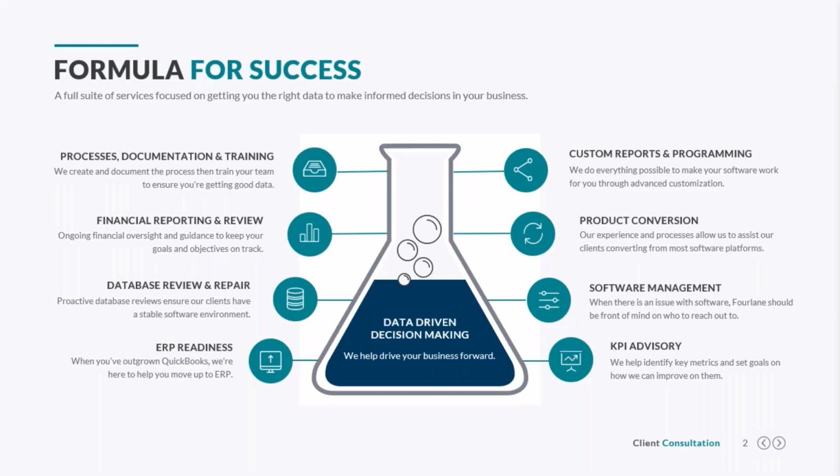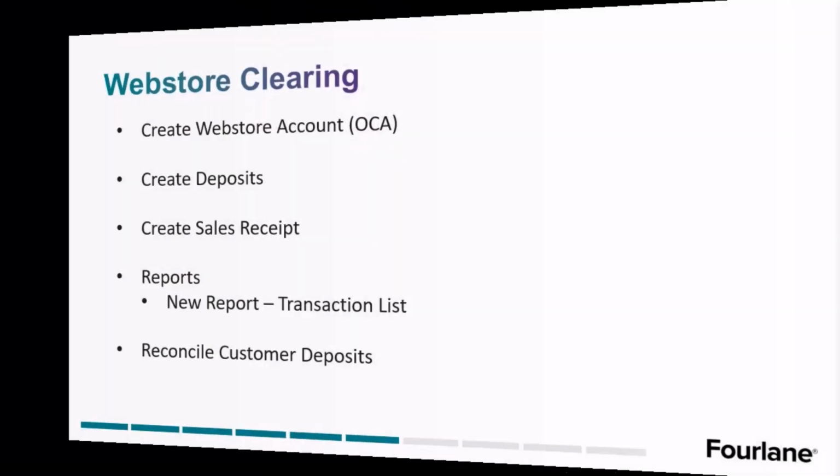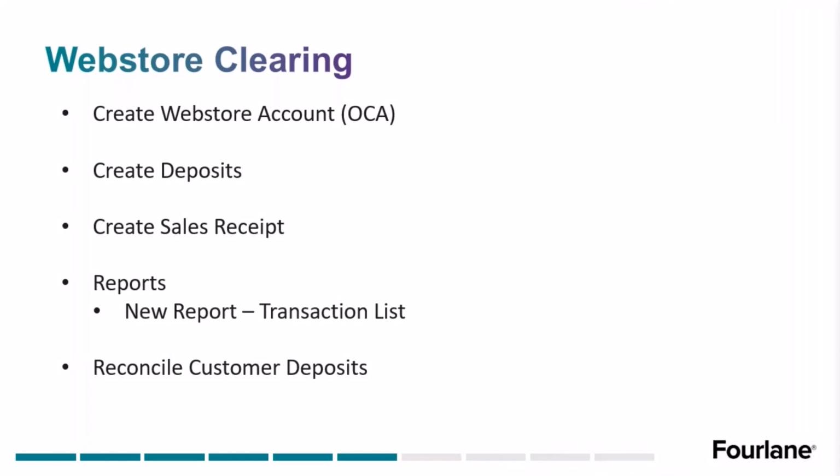So what we want to do instead is create a workflow where a deposit can be accepted whenever we need to accept a deposit. And then there's an offset to that deposit. And then when we figure out where that deposit is supposed to go, we offset that offset. And that offset is Webstore clearing. Okay, so here's the process we're going to talk through today.